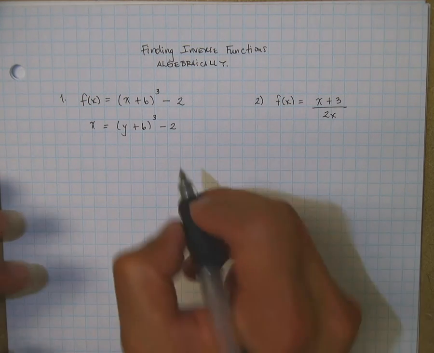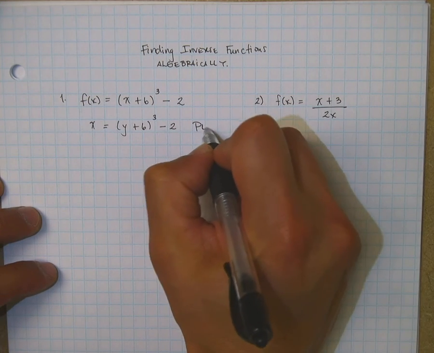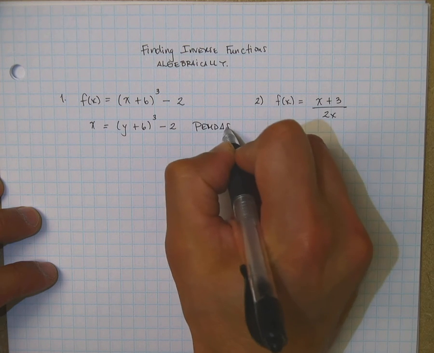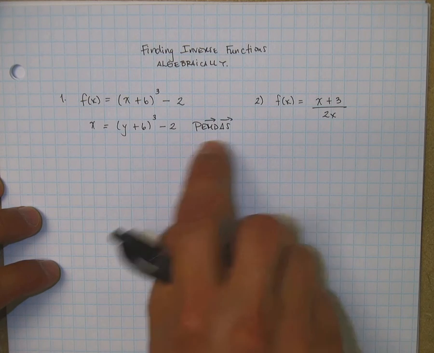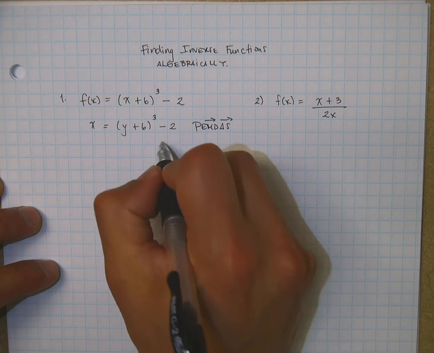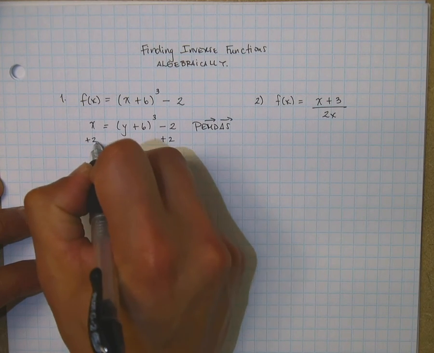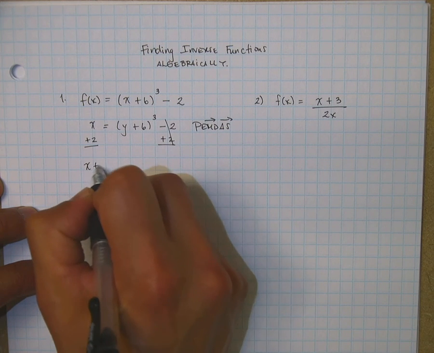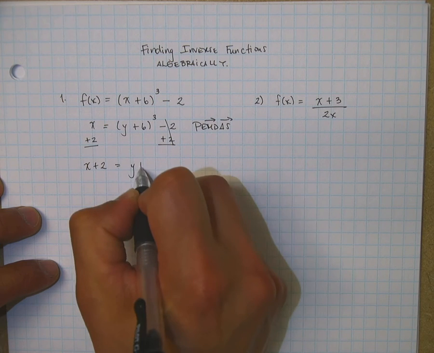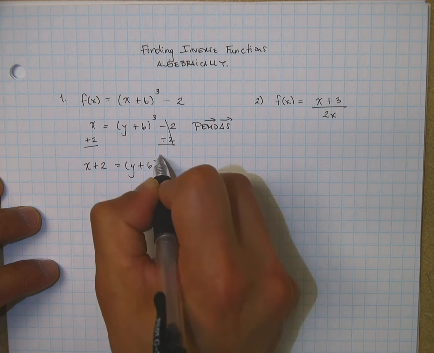And remember, now that we have this, it's very important to remember your order of operations, or what students call PEMDAS. Okay, first we want to undo addition and subtraction. So instead of minus 2, we're going to add 2 on both sides, just like so. And remember, this does not become 2x, it becomes x plus 2. And then we're left with y plus 6 cubed.